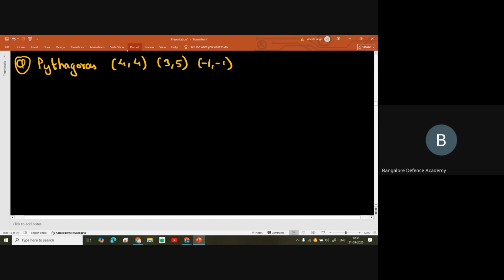Without using Pythagoras theorem, take down the question. Without using Pythagoras theorem, show that the points 4 comma 4, 3 comma 5, and minus 1 comma minus 1 are vertices of right angle triangle. Start doing it.